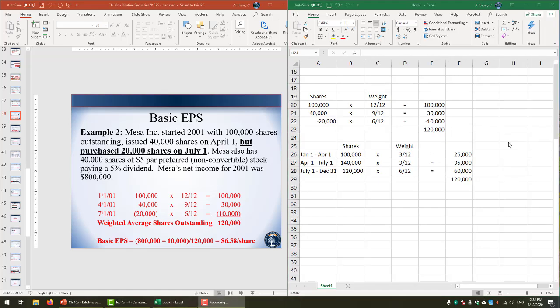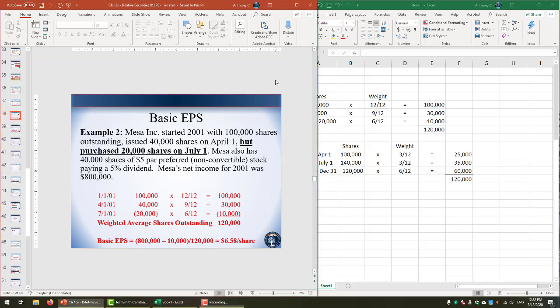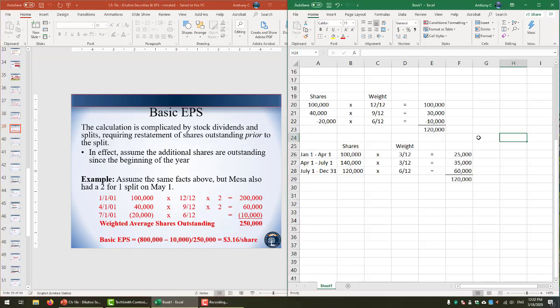Calculations for weighted average shares outstanding get a little bit more complicated when there's a stock dividend or a stock split. So we'll cover that in the next example. When a stock split or stock dividend occurs, no new capital is going to be received by the company, and the proportional ownership of each stockholder is going to stay exactly the same. So when a stock split or stock dividend occurs, we're going to have to adjust the share amounts prior to the split to correspond to the number of shares after the split.